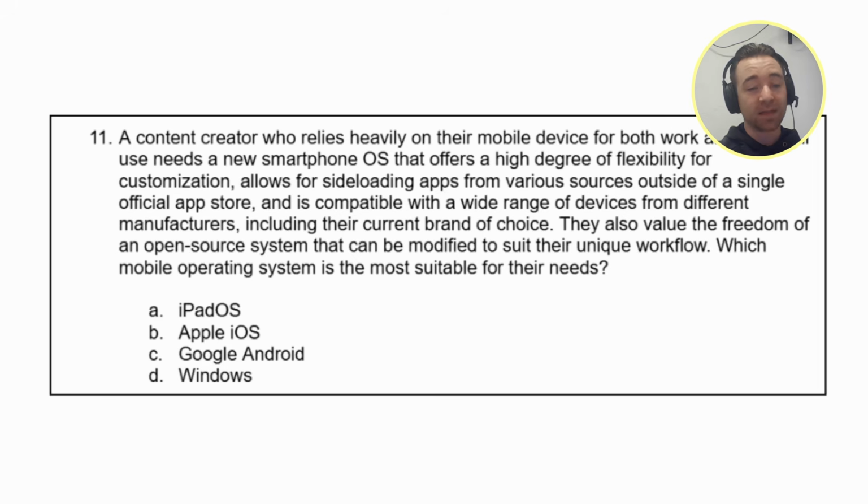And this question says, a content creator who relies heavily on their mobile device for both work and personal use needs a new smartphone OS that offers a high degree of flexibility for customization, allows for side-loading apps from various sources outside of a single official app store, and is compatible with a wide range of devices from different manufacturers, including their current brand of choice. They also value the freedom of an open source system that can be modified to suit their unique workflow. Which mobile OS is the most suitable for their needs? Is it A, iPadOS? Is it B, Apple iOS? Is it C, Google Android? Or is it D, Windows?